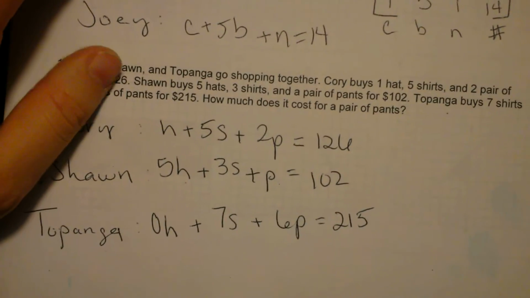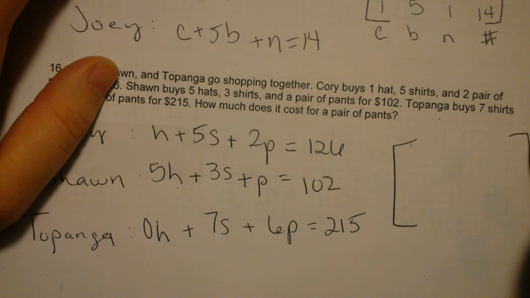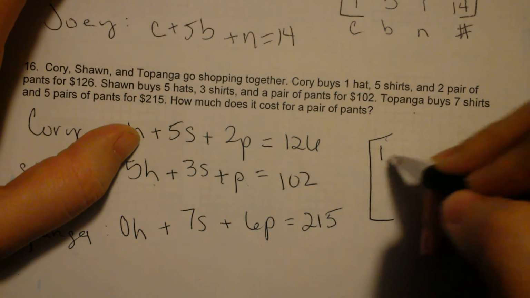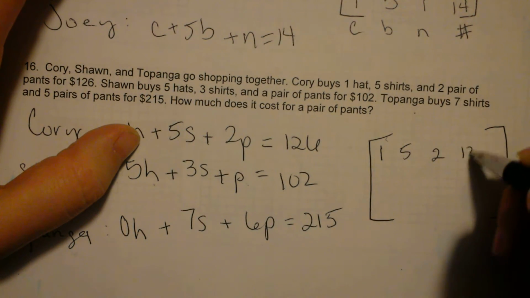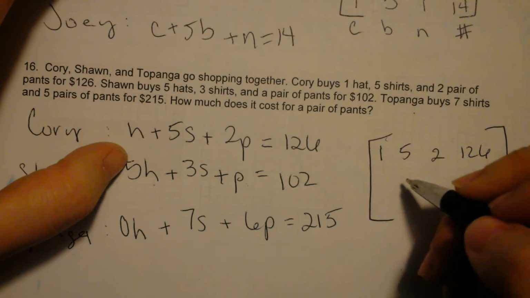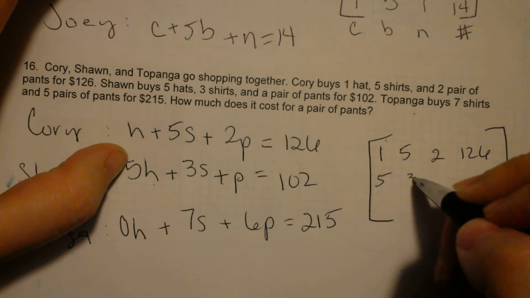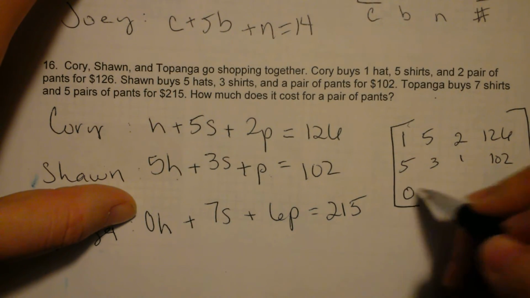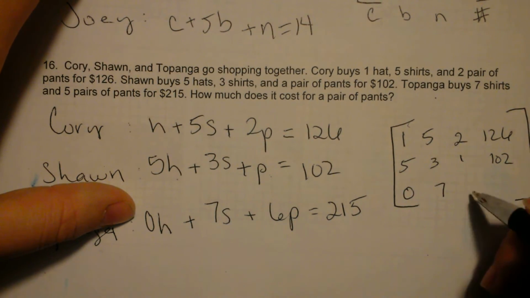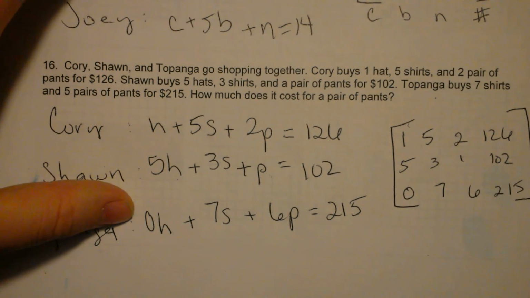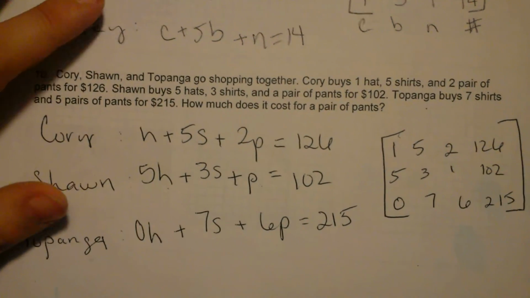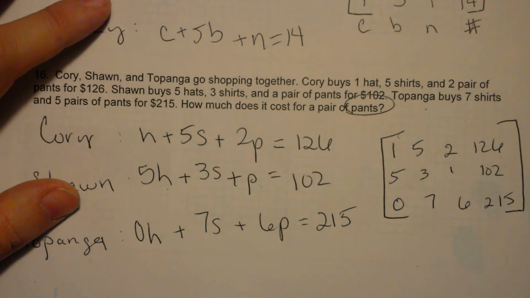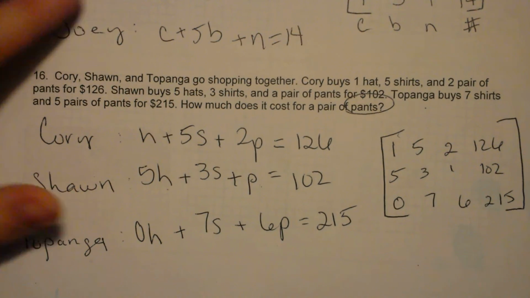So now you can write your matrix. 1, 5, 2, 126. 5, 3, 1, 102. 0, 7, 6, 215. You can get your answer, and it's only asking for how much does it cost for a pair of pants. That's all it cares about.